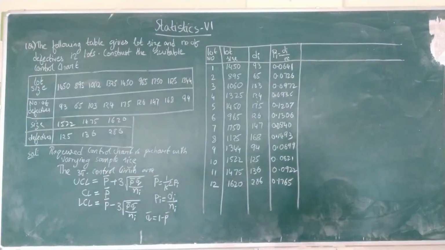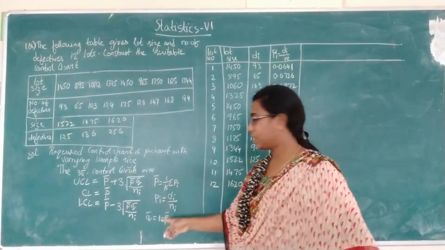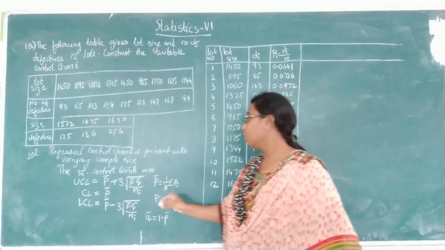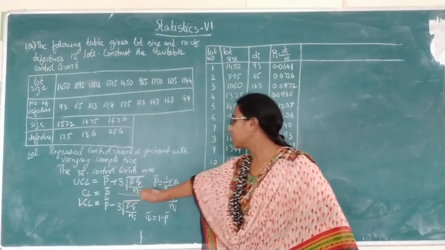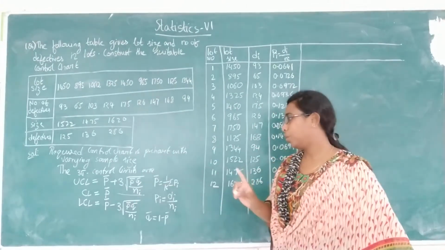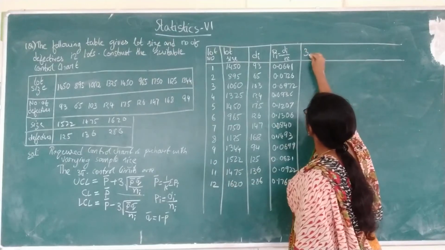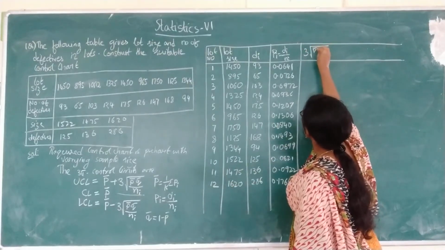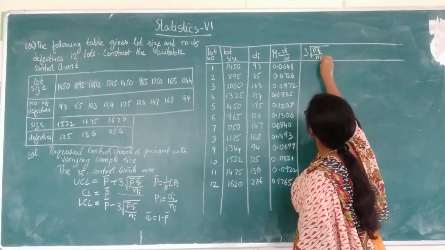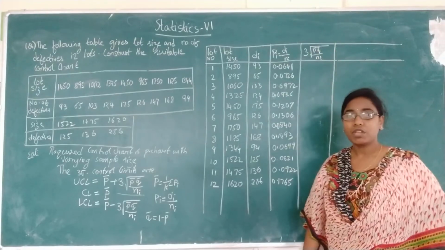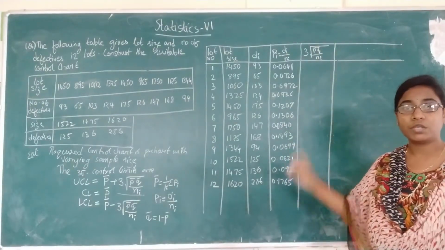Next, after getting the Pi values, what will we do? Next, you want the UCL and CL values, right? You will be getting different UCLs. P bar into Q bar by Ni. So by using this column's values, we can find this column, the UCL and CL values.